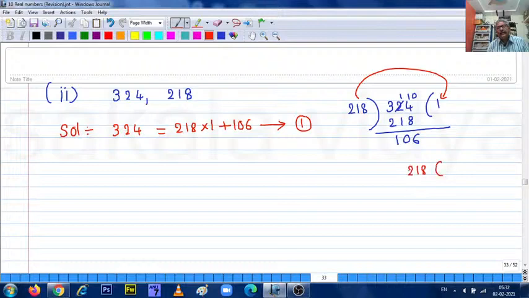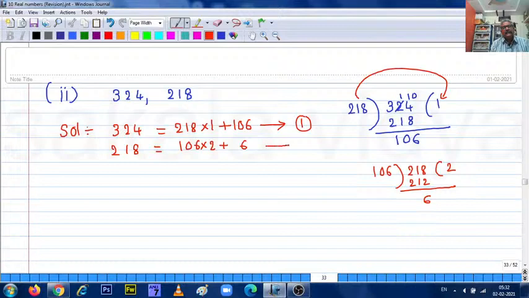218 divided by 106. So 106 2 ja 212. You will be getting 6. So that means 218 equals 106 times 2 plus 6. This is 2. Now 106 divided by 6.